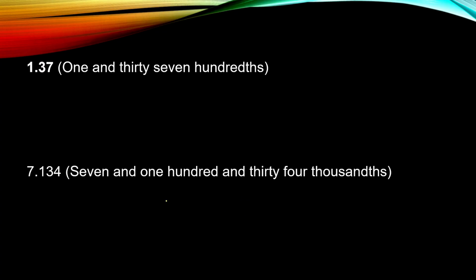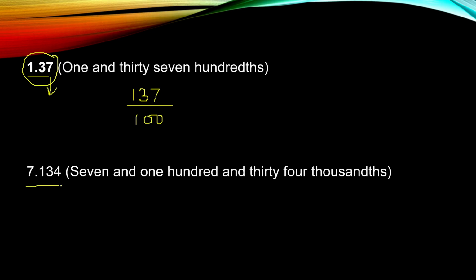Let's take another example. For example, the number is 1.37. Now we will read this as 1 and 37 hundredths. The first step is to write the complete number as a numerator, so I will write it as 137. The next step is to see the place of the last digit in your number, that is 7. So 7 is at the hundredths place, so we will write it as 100.